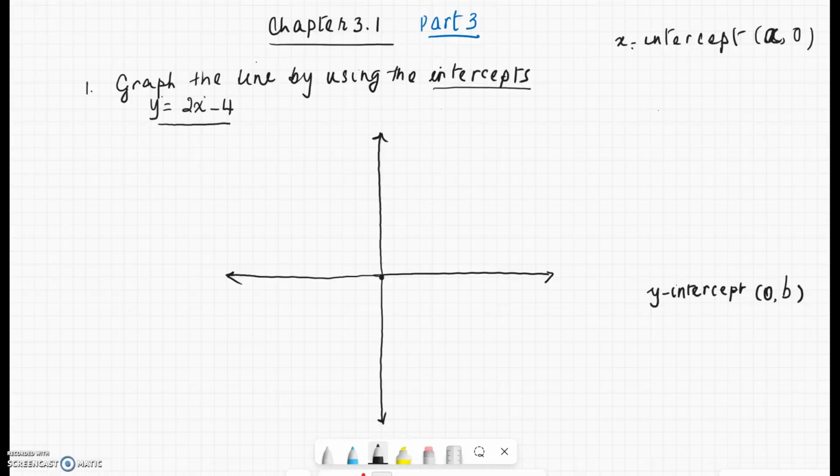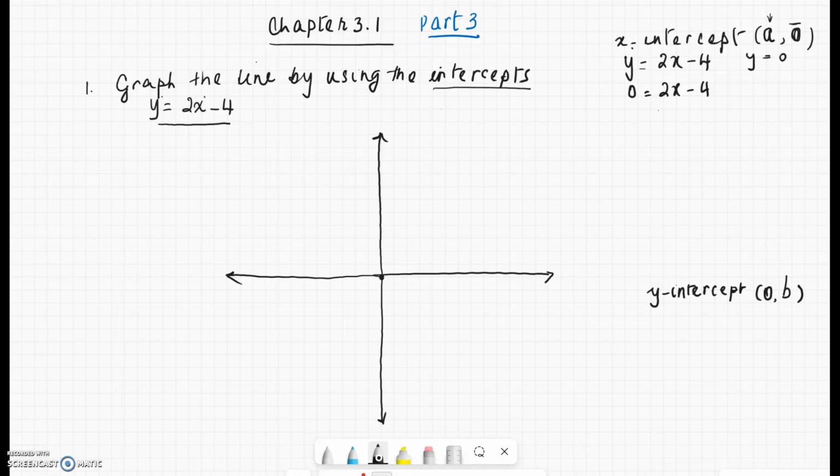Now remember, the x-intercept is the point where the graph crosses the x-axis, and any point on the x-axis looks like (a, 0). A can be anything, and 0 is the y-coordinate, which is always fixed. This is always the case. So that's how we find the x-intercept. For the x-intercept, we plug in y equals 0 and then solve for x.